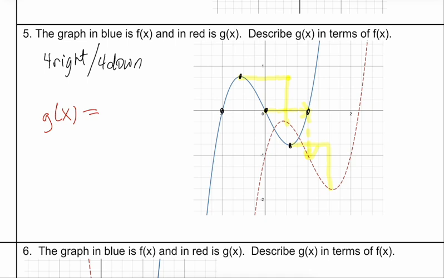To move something to the right, we need to subtract on the inside. So that would be x minus 4 on the inside. To move a function down 4, we have to subtract on the outside. So that's all you would need to tell iMath what is our new function. Well, our new function, we went 4 to the right and down 4, okay? So that's it, that's the answer.